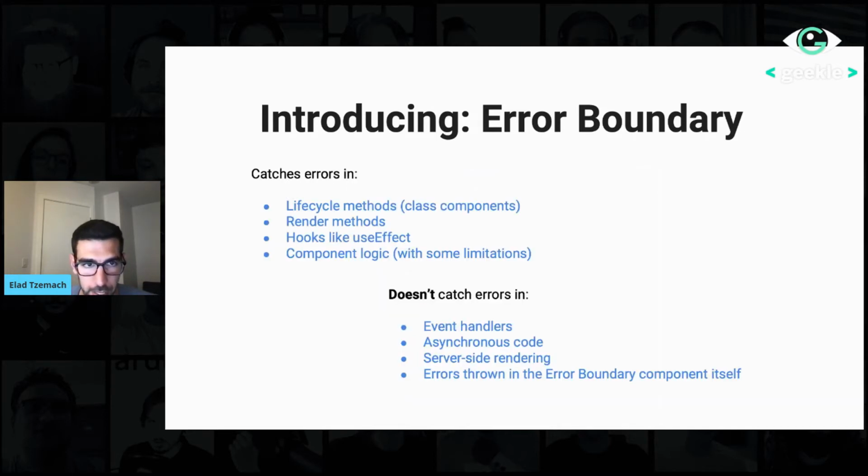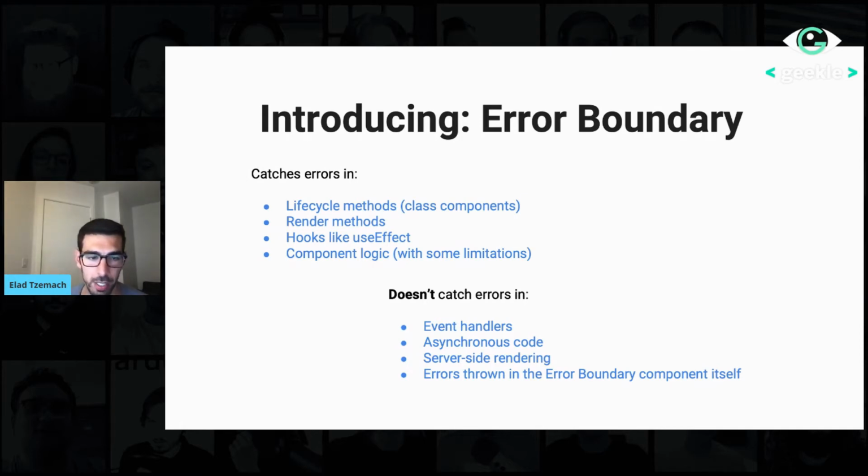All right. So one thing that's important to mention, or I guess a few things: error boundary, in its nature, catches errors in some places, but not in others. So it does catch errors in lifecycle methods, if we're talking about class components, in render methods, in hooks like useEffect, and in component logic, but that has some limitations.